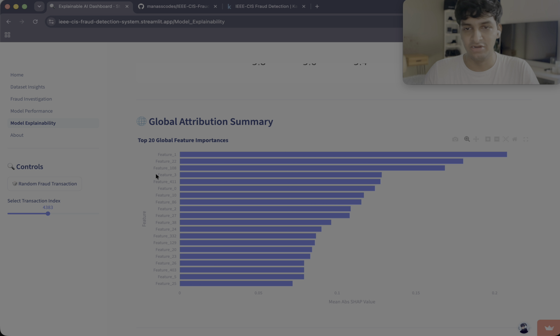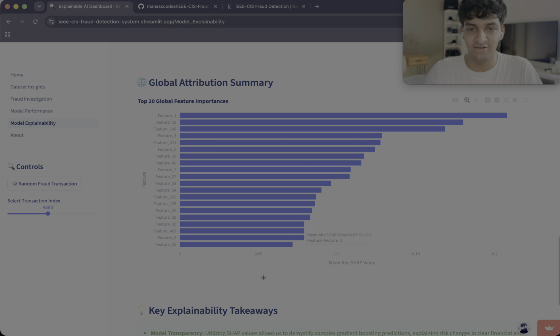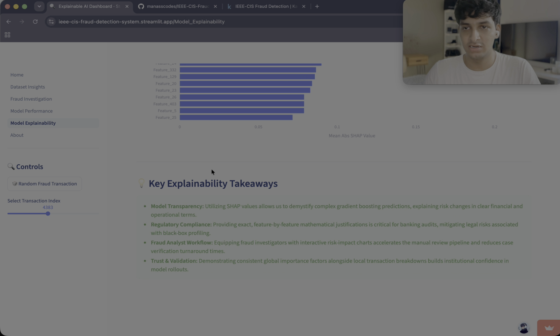And this is the overall summary of all the features of my model, using specifically SHAP, Shapley Additive Explanations, for explainable AI. Feature 1 dominates the dataset. Feature 22 comes second, and likewise it goes on. Now, what are the takeaways from this project? The transparency I have shown using SHAP allows us to demystify complex gradient boosting predictions, explaining high risk changes in clear financial and operating terms.